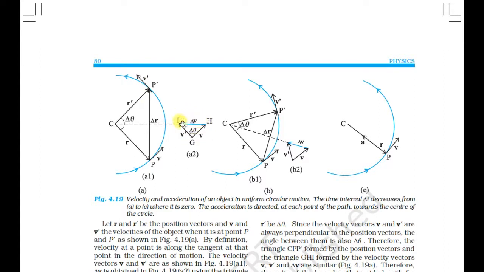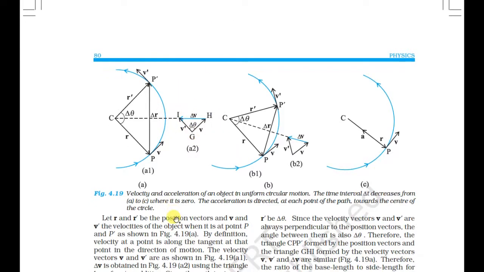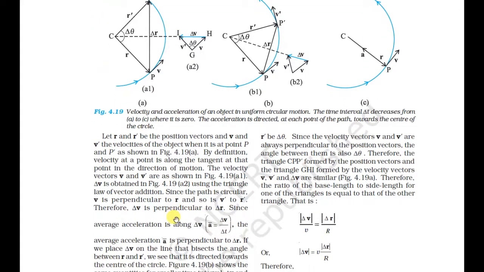We get another triangle, and we make the angle delta theta between them. This is our delta v. So v dash and v make the angle delta theta, and the difference is delta v. This is our basic phenomenon.